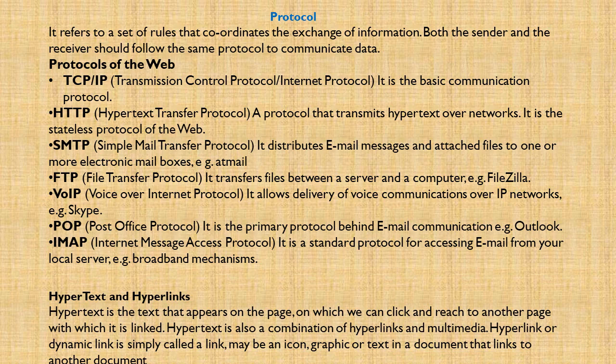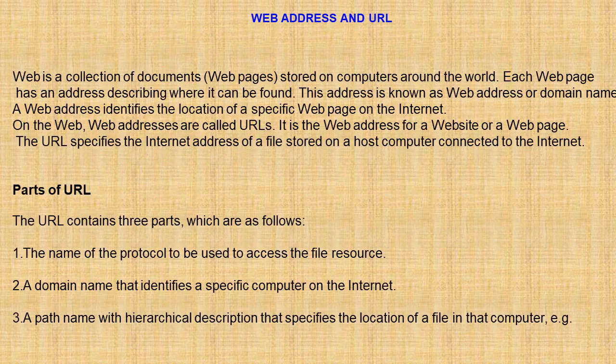Next are hypertext and hyperlinks. Hypertext, as we know very well, whenever you are surfing the net, we are opening any website. A website is a collection of web pages. How can we proceed from one web page to another web page? By clicking on any text or any image. That term is known as hypertext. Hypertext is the text that appears on the page on which we can click and reach another page with which it is linked. Hypertext is a combination of hyperlinks, meaning simply the text, icon, graphic or any multimedia.